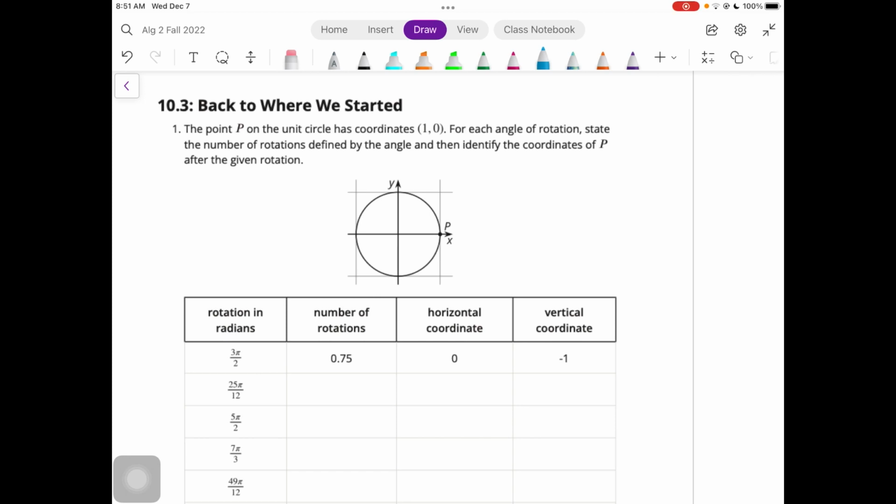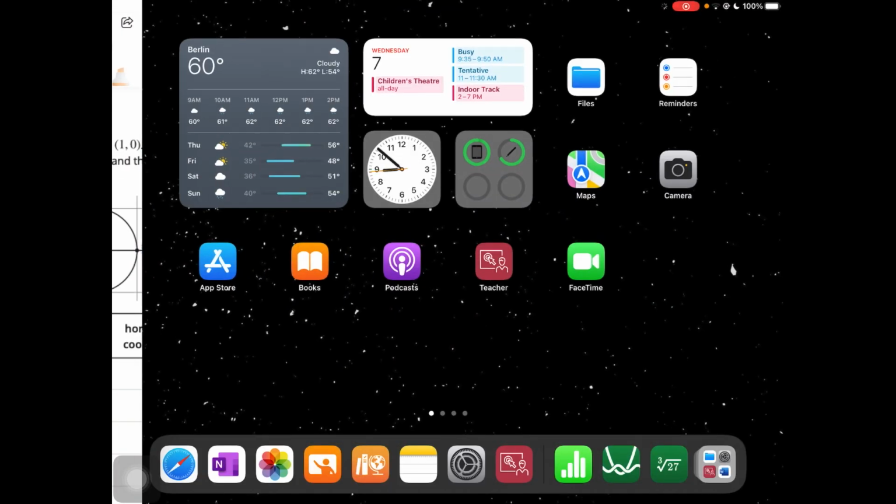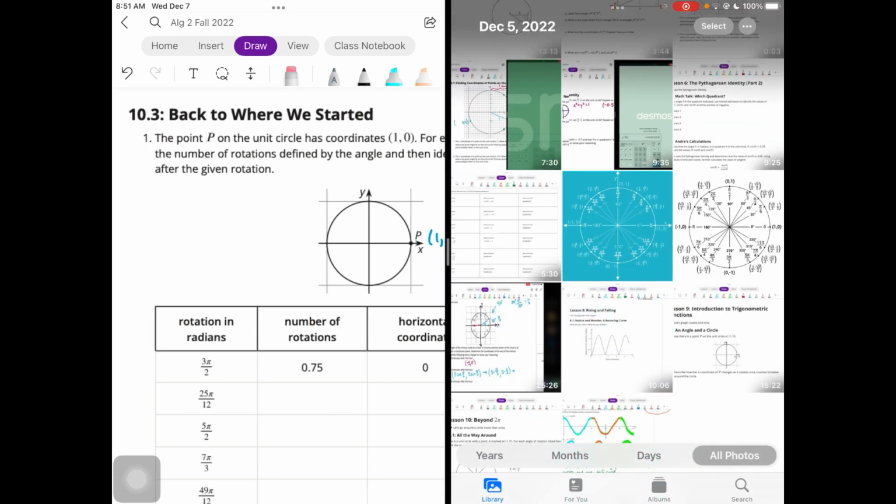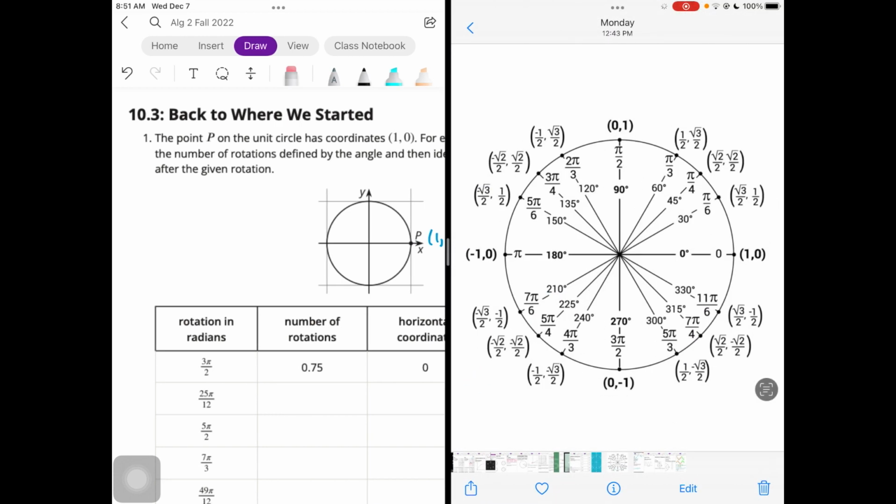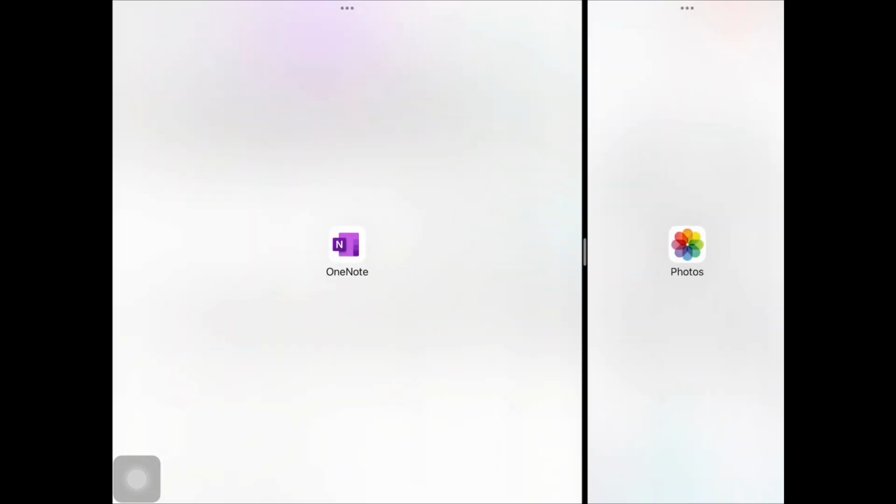All right, let's take a look at 10.3, back to where we started. The point P on the unit circle has coordinates (1, 0). For each angle of rotation, state the number of rotations defined by the angle, and then identify the coordinates of P after the given rotation. So one of the things I'm going to do here, because this is going to make it easier for those coordinates, is bring up our unit circle. And I'm going to make that a little bit smaller.